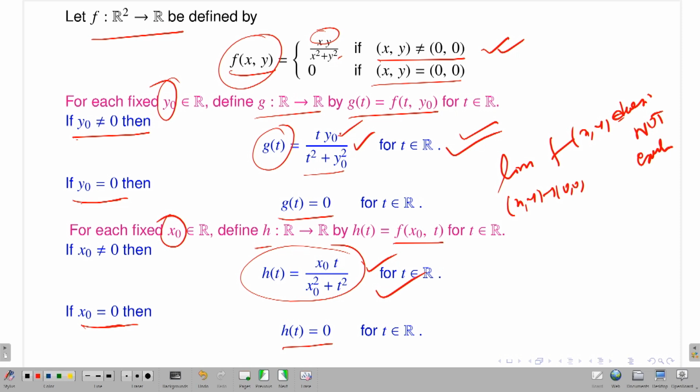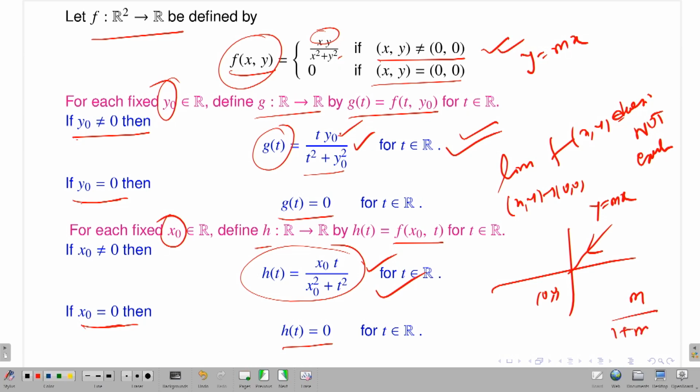Why? This is very simple, you just take the path y is equal to mx. So, that means you have 0, 0, I am just approaching 0, 0 along the y is equal to mx path. Then what will be the value? So, you just replace y with mx. So, what will be the value? The value will be, I think, m divided by 1 plus m square.